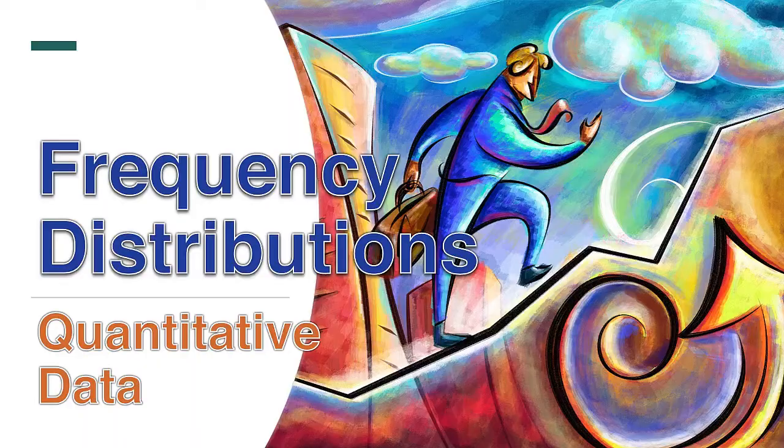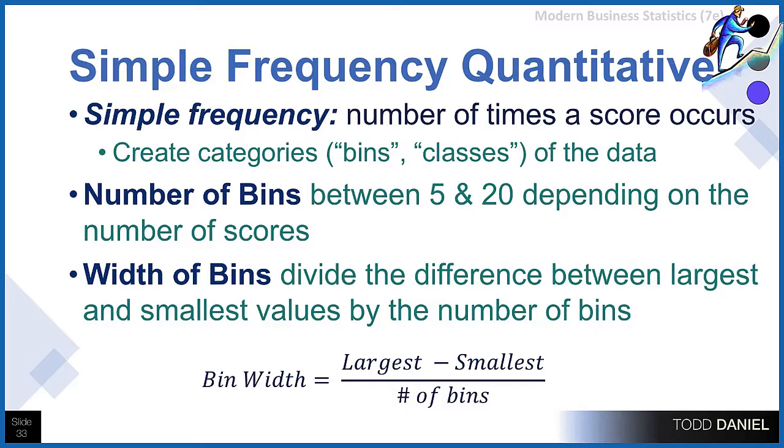Well, now we're going to repeat this frequency distribution and the descriptive statistics using quantitative data. We can still use simple frequency as we did before. So a simple frequency is the number of times that a score occurs. However, with quantitative data, let's say we have scores that range from 1 to 100. We don't want a frequency table that's 100 rows long.